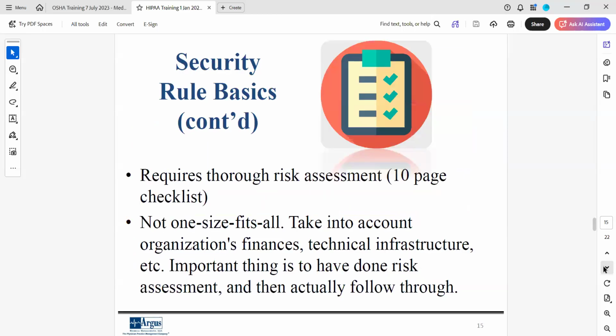Security rule basics requires a thorough risk assessment. This is for our purposes. If you are an Argus or ProHealth office, we have a 10-page checklist of all of the security measures that have to be reviewed annually. This is not one size fits all. You have to take into account the organization's technical infrastructure, their finances, etc. But the important thing is to have done a risk assessment and identified any weak points and followed through with the recommendations.